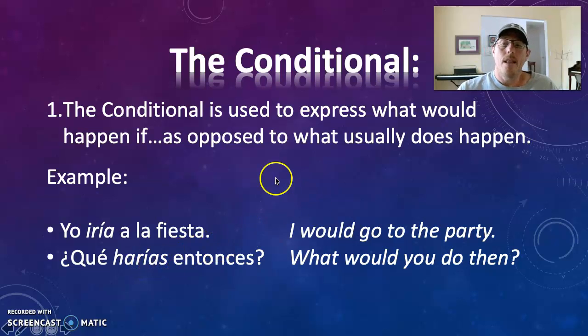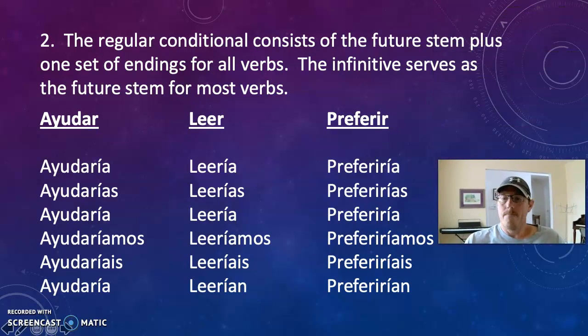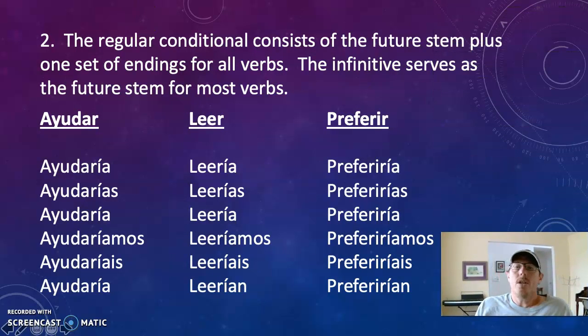Okay, let's move on. I'm going to have to move myself in the process. So here I go. Whoa, there we go. Okay. The regular conditional consists of the future stem plus one set of endings for all verbs. That's another great thing about both future tense and also about conditionals. You don't have to differentiate between AR, ER, and IR verbs. They all remain the same. So if you look at these, no matter whether you have ayudar, an AR verb, leer, which is an ER verb, preferir, an IR verb, notice that the endings are the same for all of them.